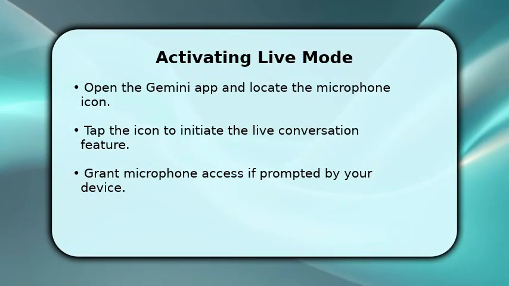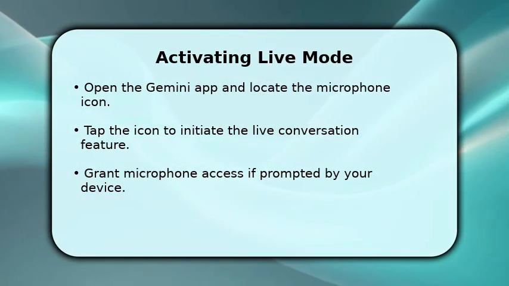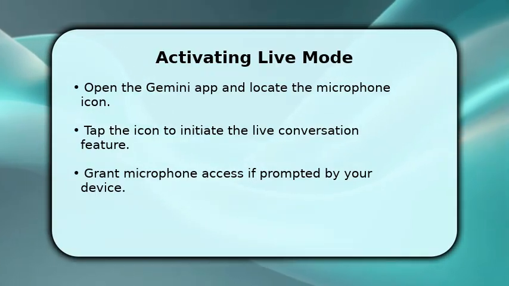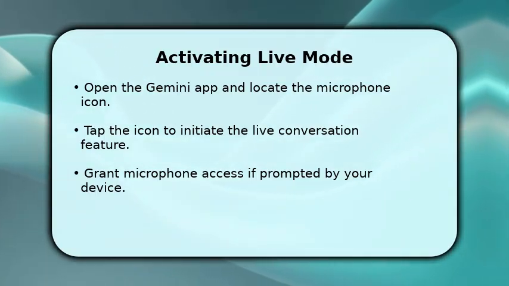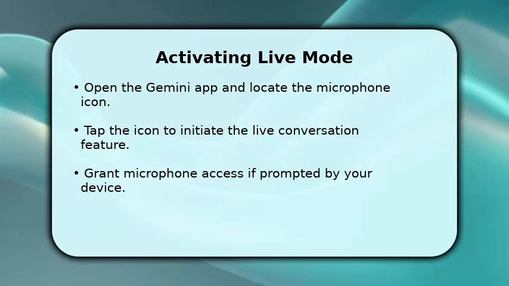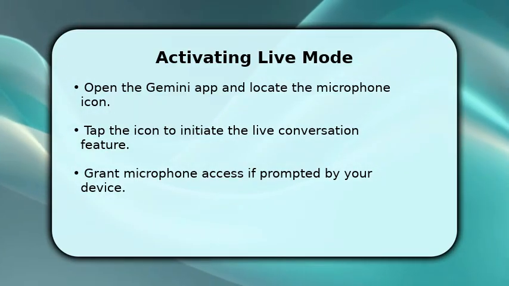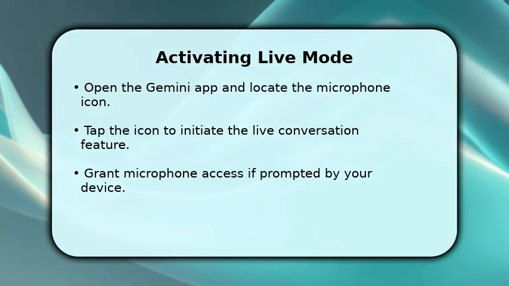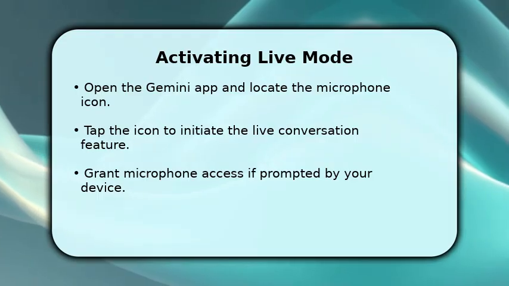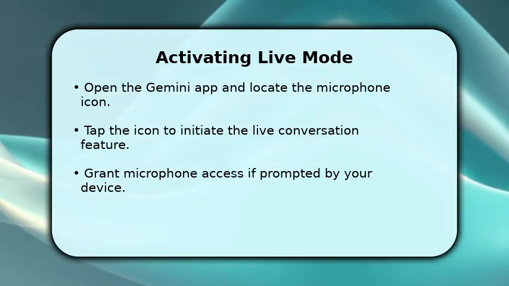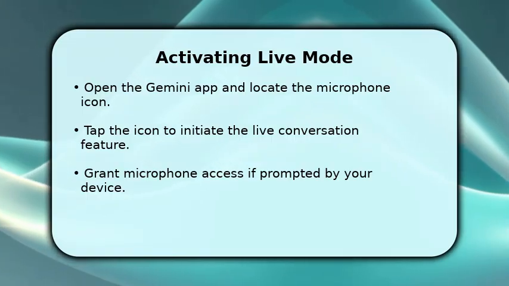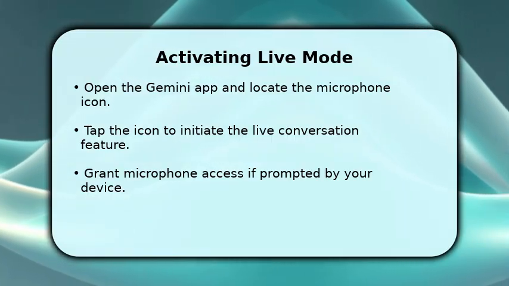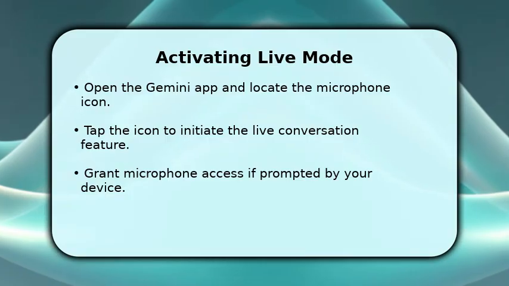To activate Gemini Live, simply open the Gemini app on your iPhone. Look for the microphone icon, usually found at the bottom of the screen. Tapping this icon will switch the app into its live conversational mode. If it's your first time, your iPhone might ask for permission to access your microphone. Please grant this for the feature to work. Now you're ready to speak naturally and interact with Gemini in real time.